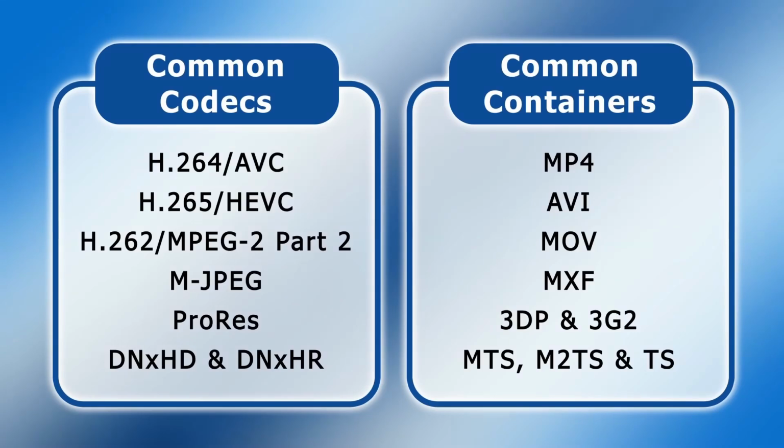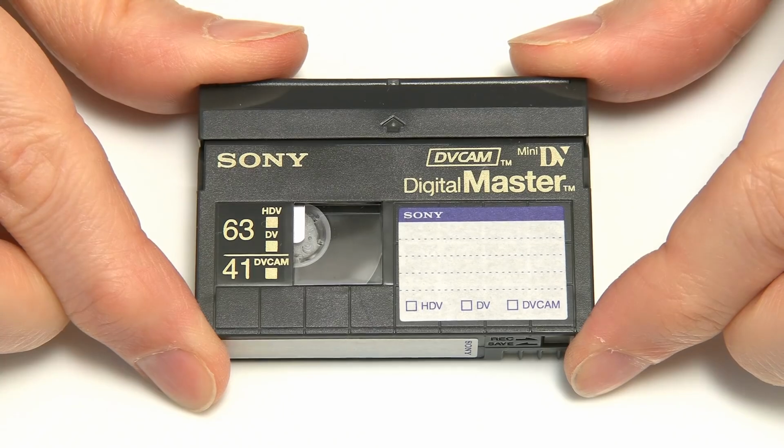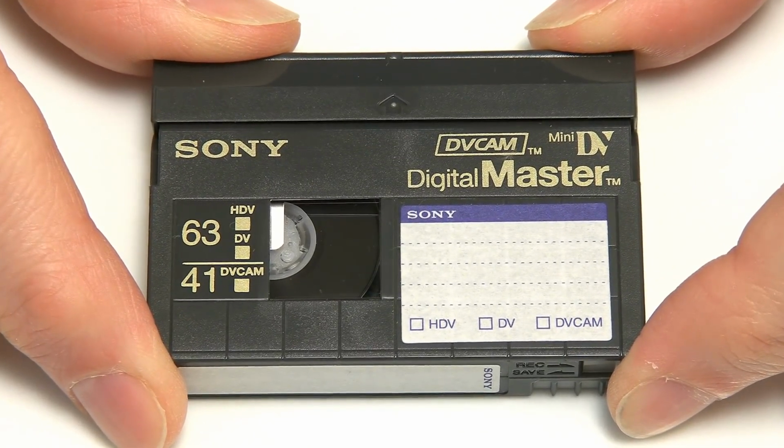As you probably gathered, digital video is complex and can get somewhat confusing. So, to help us get our heads around the critical concept of a video format being a combination of a codec and a container, let's take a look at one of these, a mini DV tape, which was for years a common means of storing digital video.